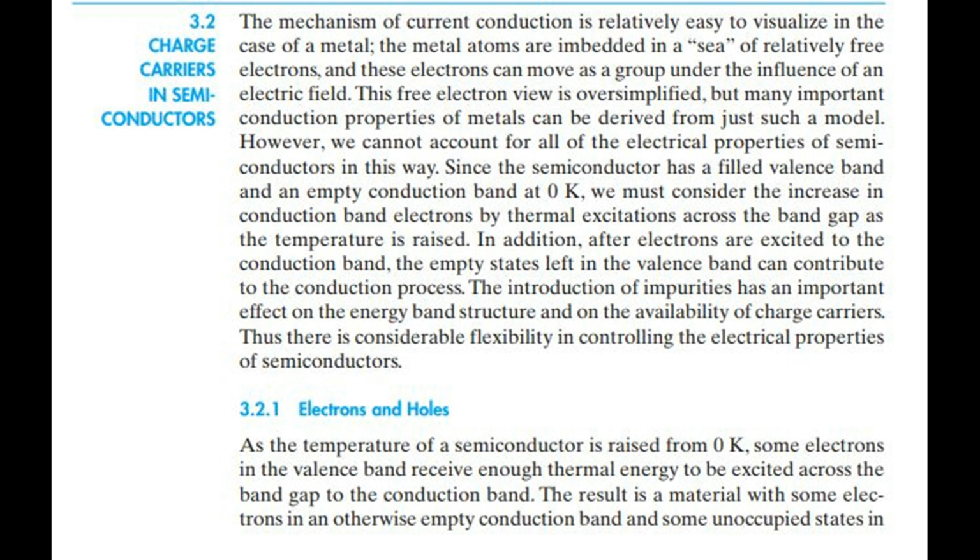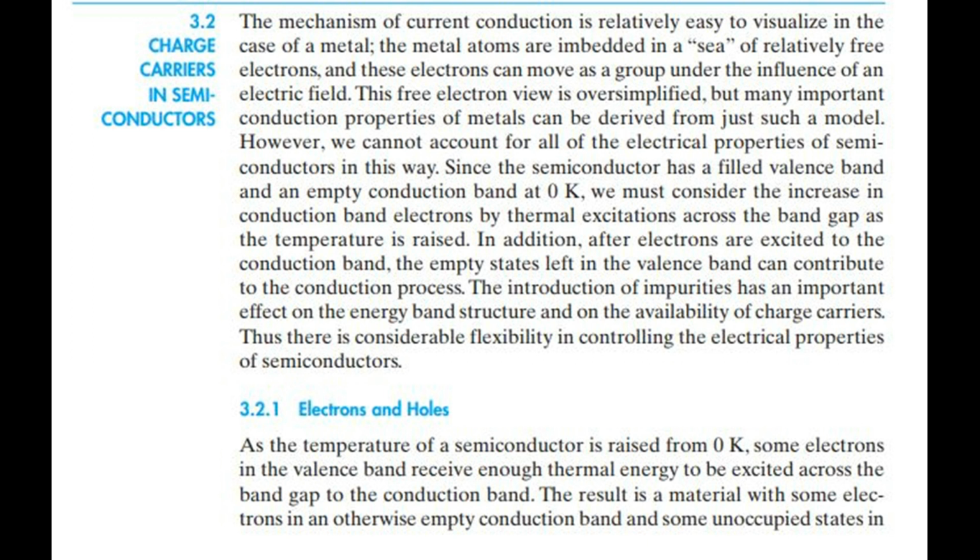Since the semiconductor has a filled valence band and an empty conduction band at 0 K, we must consider the increase in conduction band electrons by thermal excitations across the band gap as the temperature is raised. In addition, after electrons are excited to the conduction band, the empty states left in the valence band can contribute to the conduction process. The introduction of impurities has an important effect on the energy band structure and on the availability of charge carriers. Thus there is considerable flexibility in controlling the electrical properties of semiconductors.